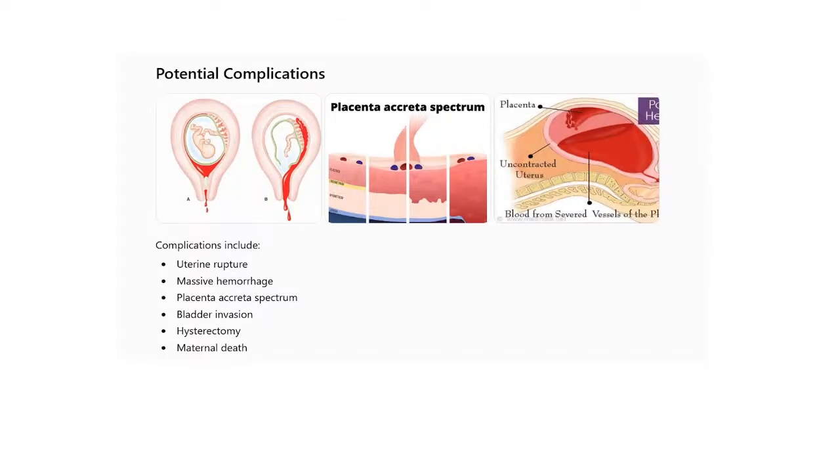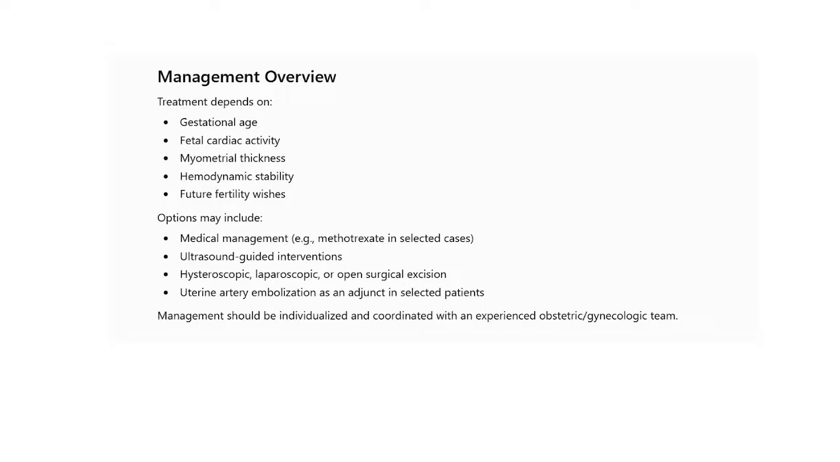So potential complications of a cesarean ectopic pregnancy include uterine rupture, massive hemorrhage, placenta accreta spectrum, bladder invasion, hysterectomy, and maternal death. So, management overview.